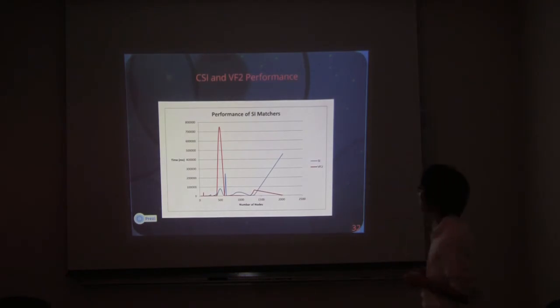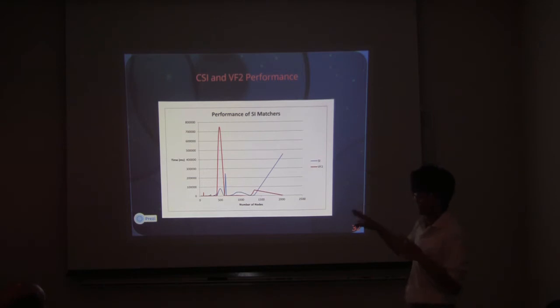As for the performance, the CSI and VF2 are the two subgraph isomorphism matchers. We can see from the graph that there is really no correlation between the execution time and the number of nodes in the database given an input graph. The data set used here was the same as the previous table.